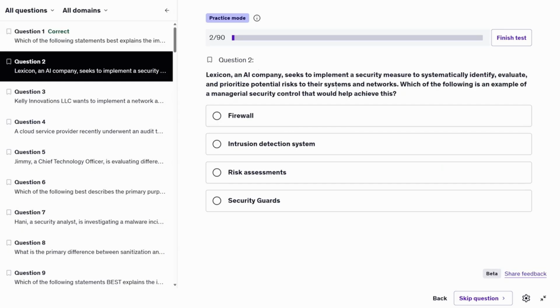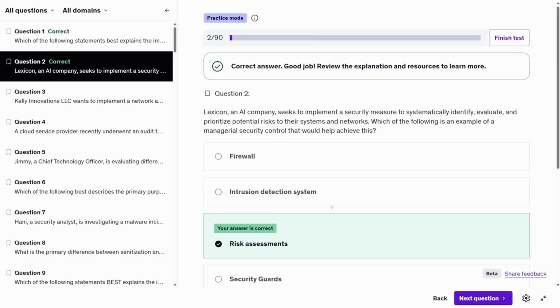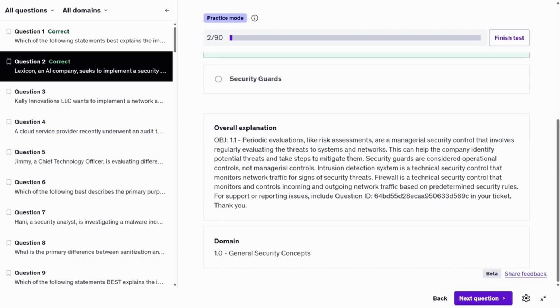Now, the answer to this question is sort of in the question. So if we read the line here, systematically identify, evaluate, and prioritize potential risks. Well, this is simply asking us about risk assessments. So the answer is C. For the explanation here, periodic evaluations like risk assessments are a managerial security control that involves regularly evaluating the threats to systems and networks. This can help the company identify potential threats and take steps to mitigate them.